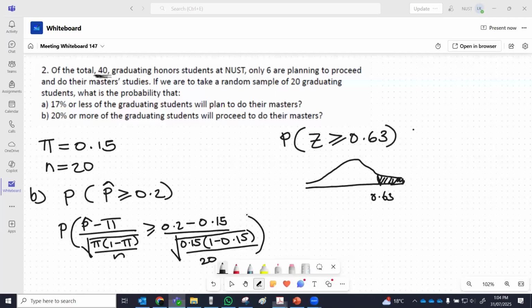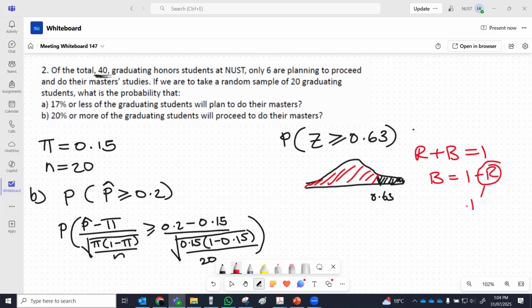Okay, so like I was saying, the normal table that we are given is giving us this shaded area in red. We want the area in black. We know that red plus black, they equal 1. So if I want black, I must just say 1 minus the red, and this red here is the one I get from the table. Okay, so I want the one in black. So to get the one in black using the one in red, we just use our formula here.